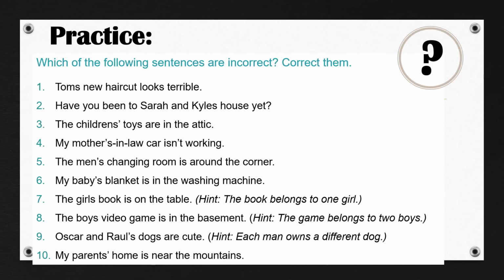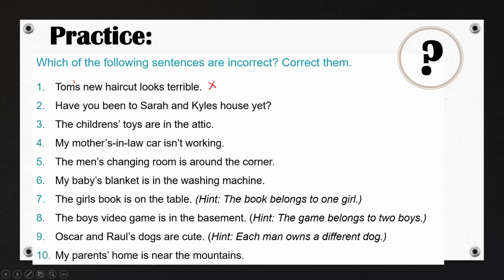Okay, so now we are going to correct these together. So number 1 is incorrect. We have to add an apostrophe after the M. Tom's new haircut looks terrible. Because Tom is a singular noun and it doesn't end with S, we just add apostrophe S. Tom's new haircut looks terrible.